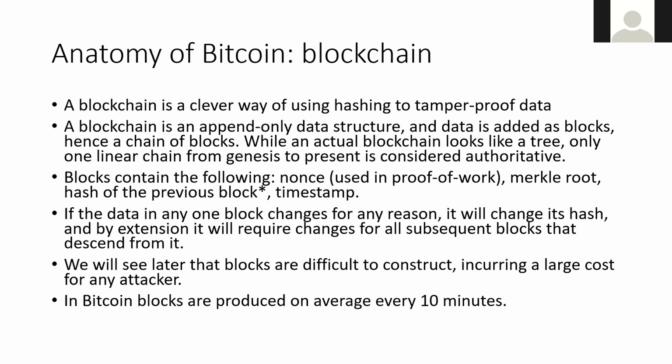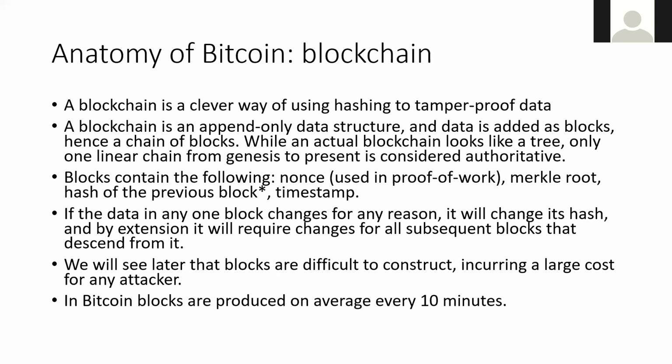Now, a blockchain is an append-only data structure. The smallest unit of data that you extend to a blockchain is a block. So you add data in blocks, hence you get a chain of blocks. And the actual blockchain doesn't necessarily need to be a linear chain. It's really a directed acyclic graph. But practically speaking, there's really only meant to be one linear chain that's the authoritative set of blocks.